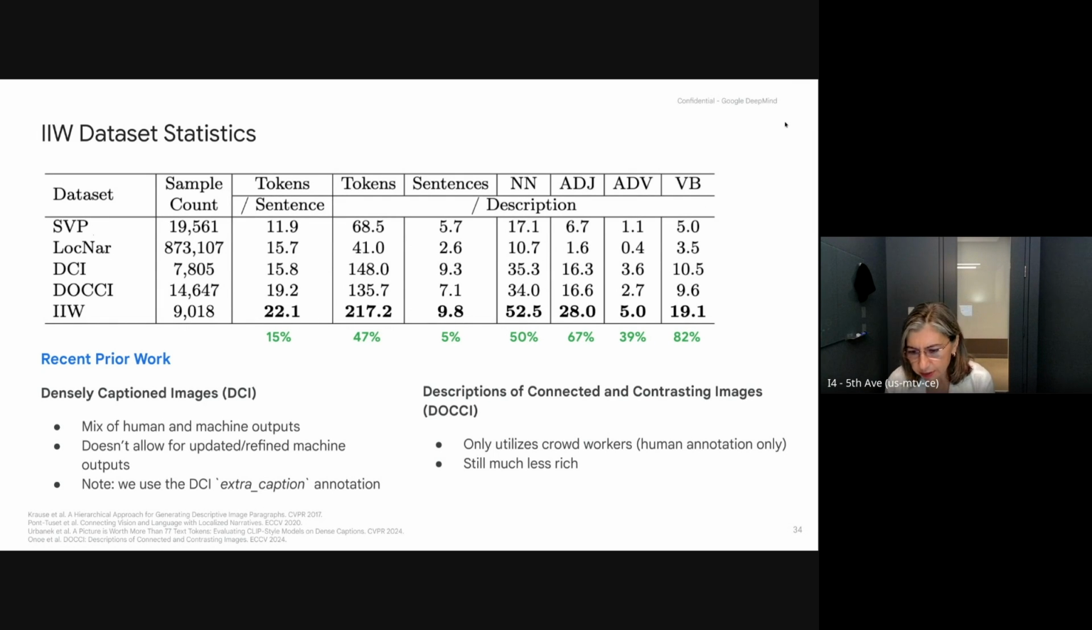Here, if you look at these numbers, overall, the ImageInWords dataset has more tokens per sentence, more tokens, more sentences, and more different parts of speech per description. And some of these are quite a jump from the next previous richer dataset.